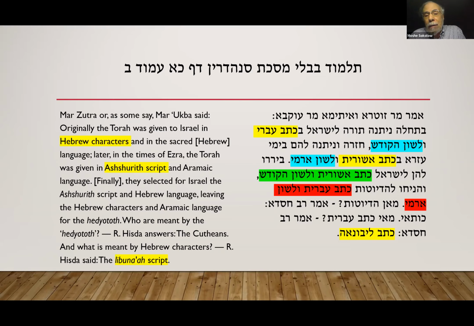And finally, the Talmud asks, "Mai Ktav Ivrit," what is this Ivrit script that was not perpetuated? Rav Chisda once again has the answer. He calls it Ktav Livona'ah. Now, the only word in Hebrew that seems to resemble Livona'ah is the word Lebanon. Is there any reason why the ancient Hebrew script might be associated with Lebanon? Indeed, there is, because Lebanon was the home of the Phoenicians.